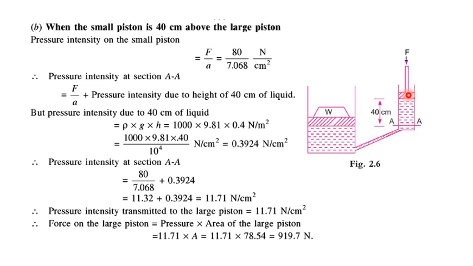So the pressure at the small piston level is force per unit area, and as we go downward, the pressure increases by rho gh, where rho is the density of this fluid, which is 1000, and h is 40 centimeter. You have to convert it to meters, and that should be equal to W divided by the area of the large piston. Now develop the equation, substitute all the values, simplify and solve for W, and it will come out to be 919.7 newtons.